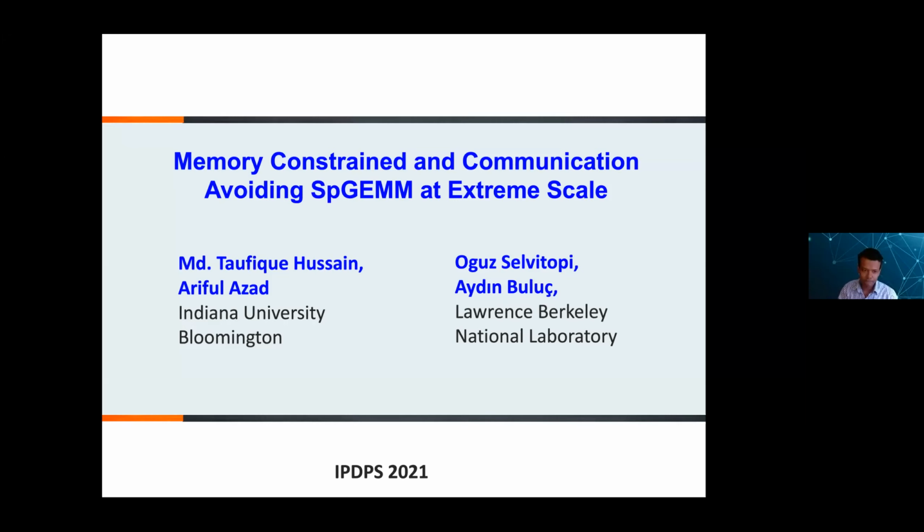Thank you. Good afternoon. So this talk is about matrix multiplication, sparse matrix multiplication, especially in order to consider how to avoid communication and in a setting where memory is very limited. This is joint work between Taufique Hussain, Ariful Azad from Indiana University, and Oguz Selvitopi and Aydin Buluç from Lawrence Berkeley National Lab.